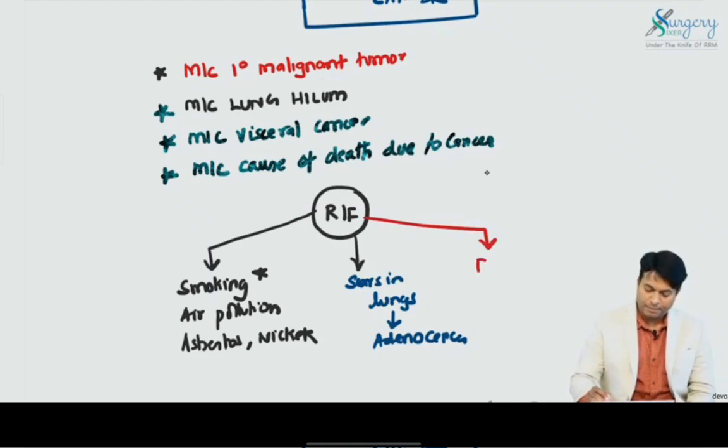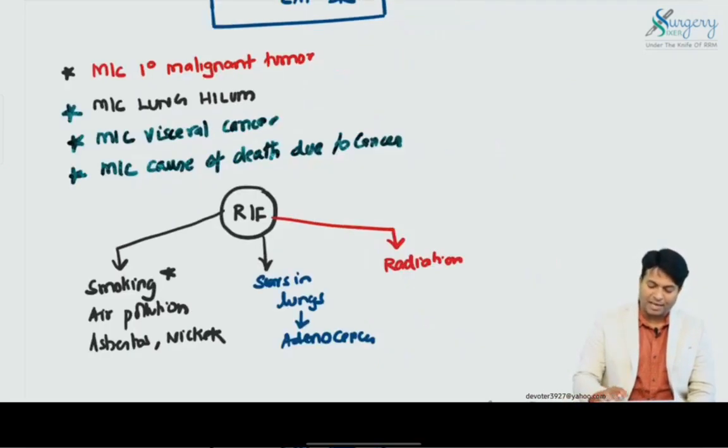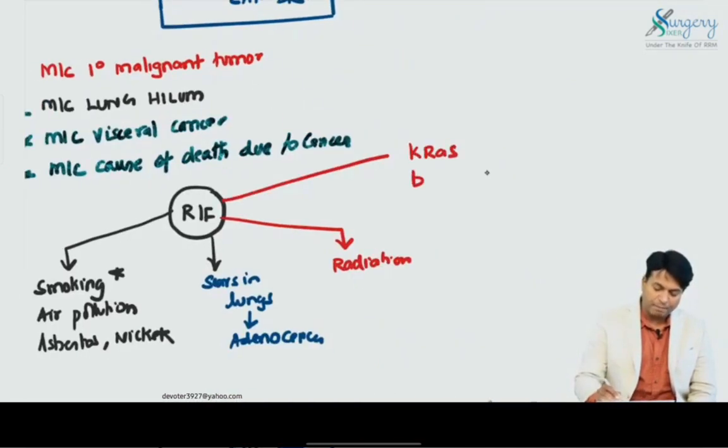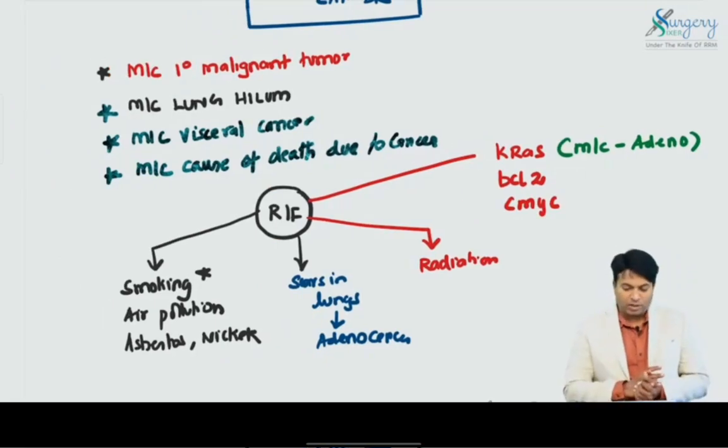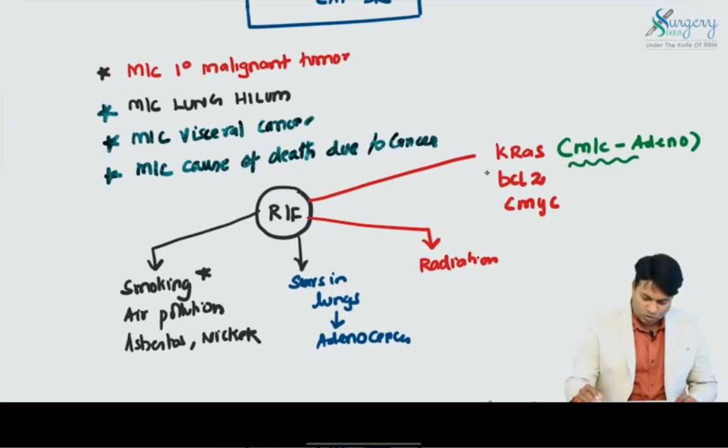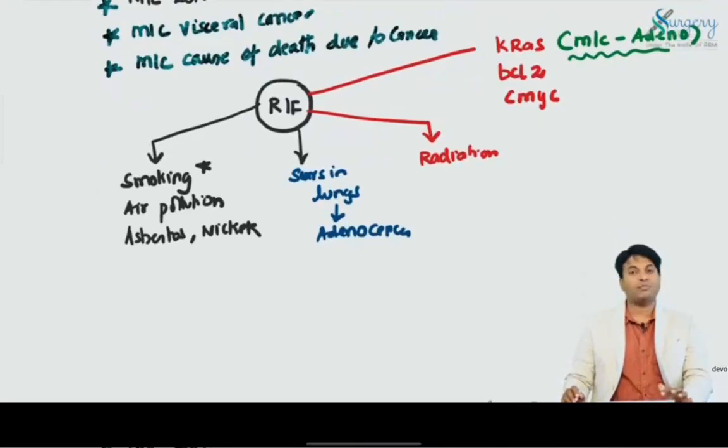Radiation, and certain mutations. What are the mutations which can cause cancer? KRAS, BCL2, Myc. Among these, KRAS is the most common mutation causing adeno cancer. So KRAS, BCL2, Myc are the various mutation abnormalities causing cancer. Among these, KRAS is the most common to cause adeno cancer. Please don't forget these risk factors. The main risk factor is smoking.